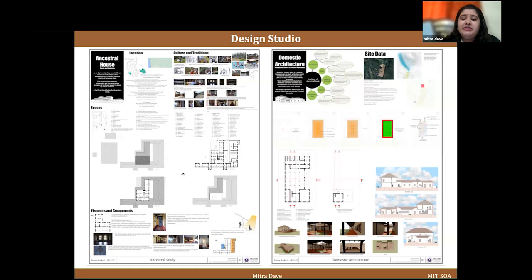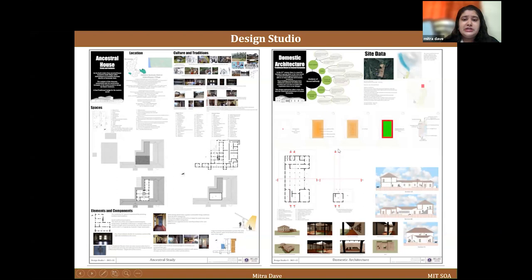And then we designed a house. Whatever learnings we took from the ancestral study, we made a house depending on that, in the same site. We did Brahmasthana, different Pada Vinyasa, and how to use the grid. All that information was taken from Vastu and building biology and those subjects. So this was the larger picture.